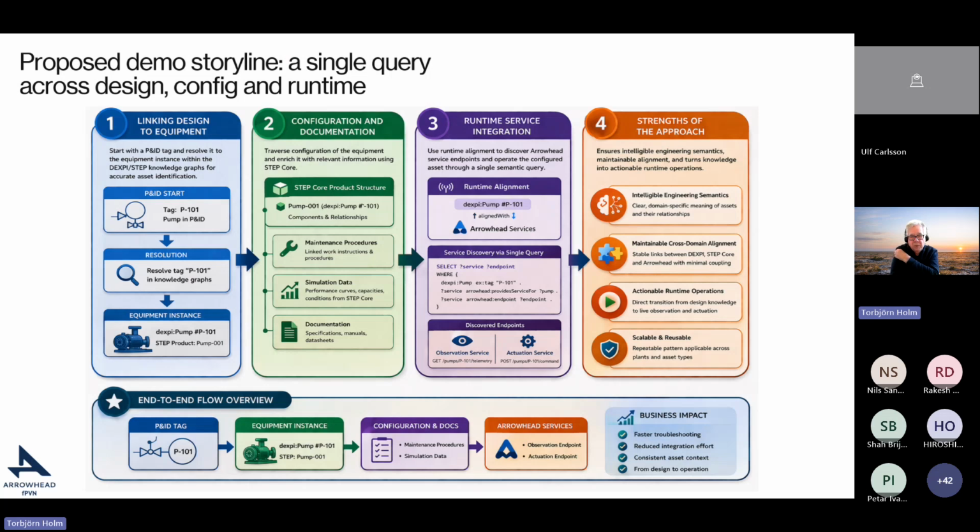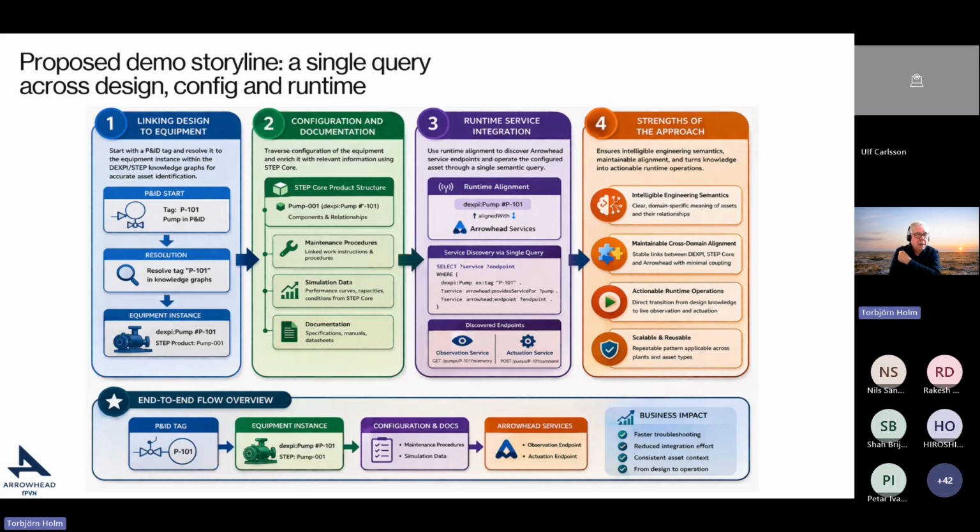The strength is that we have a very clear domain-specific meaning of assets and their relationships, stable links between the DEXPI, STEP core, and Arrowhead with minimal couplings, actionable runtime operation. We can make actions, and that's what we are going to demonstrate in the coming month, where we have these sensor readings, sensors located at a specific place, and generating a work order on this. And it's really scalable. We have not reached any problems with performance at all right now.